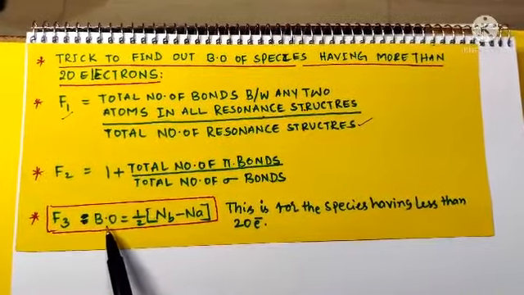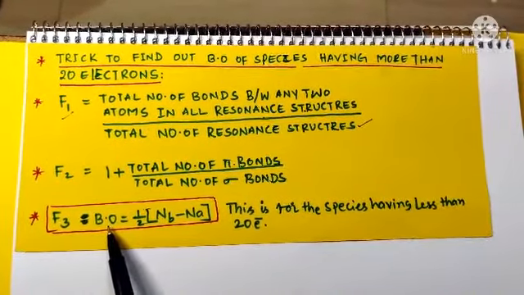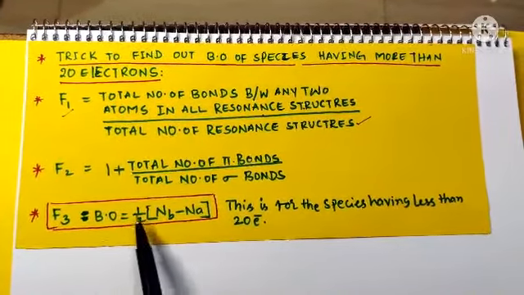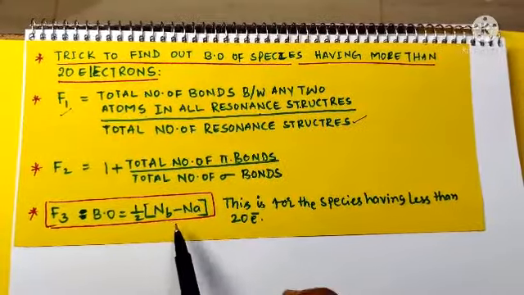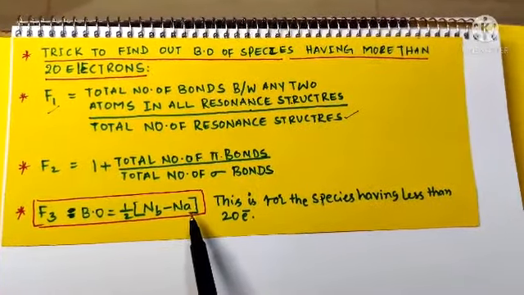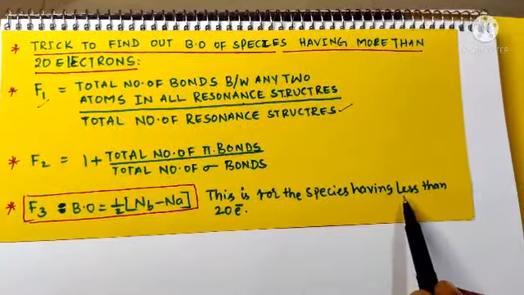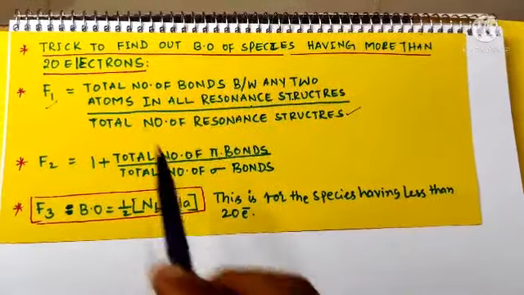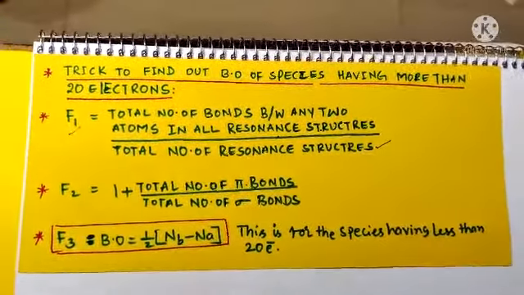Formula 3 is the bond order based on MOT, molecular orbital theory. Its bond order is 1 by 2 into (NB minus NA). This is for the species having less than 20 electrons. This is for more than 20 electrons, students.